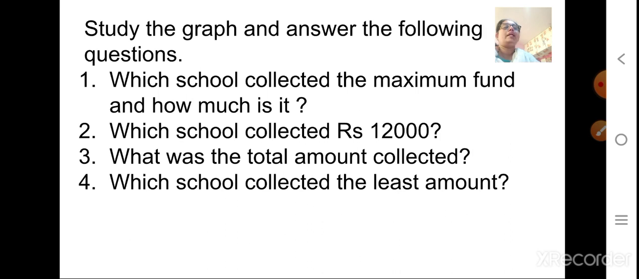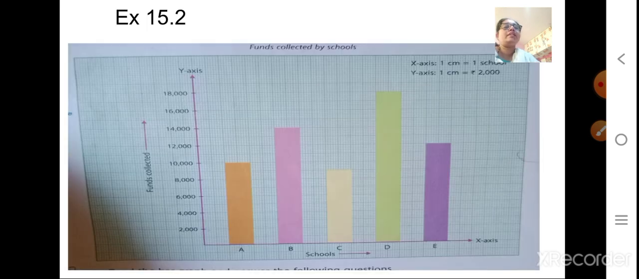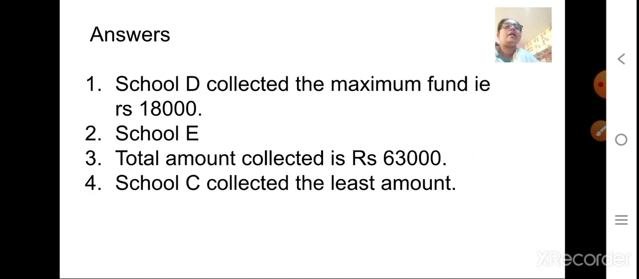And which school collected the least amount? I think it is 9. School C collected the least amount, that is 9,000. So the answer for this is given in this slide here.